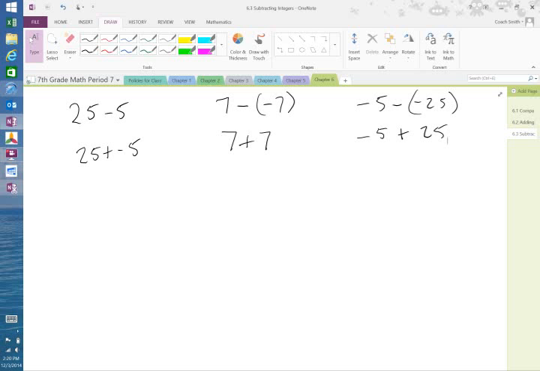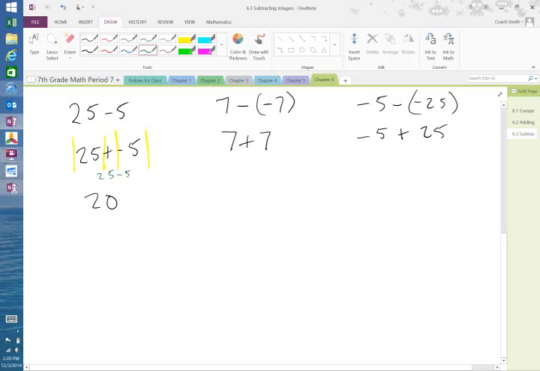Gabby, what is 25 plus negative 5 equal to? That is correct, positive 20. Okay? The reason it's positive 20 is because you take the absolute value of 25 and you subtract the absolute value of negative 5 from it. So here are our absolute value signs, and that gives me 25 minus 5, and that's equal to 20.